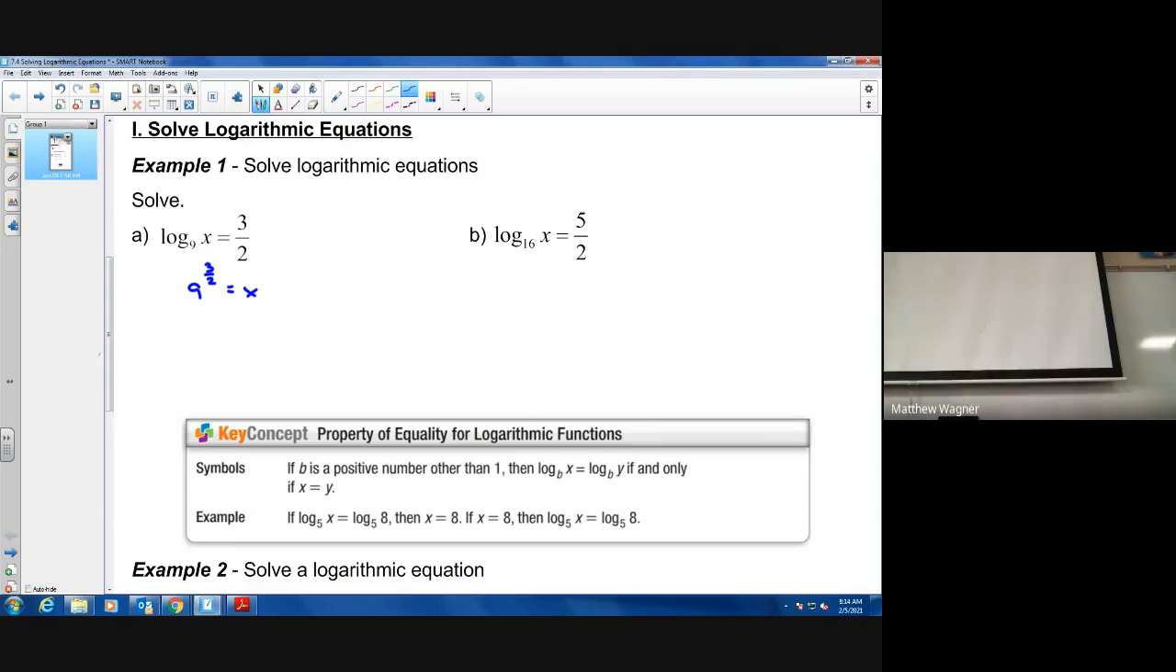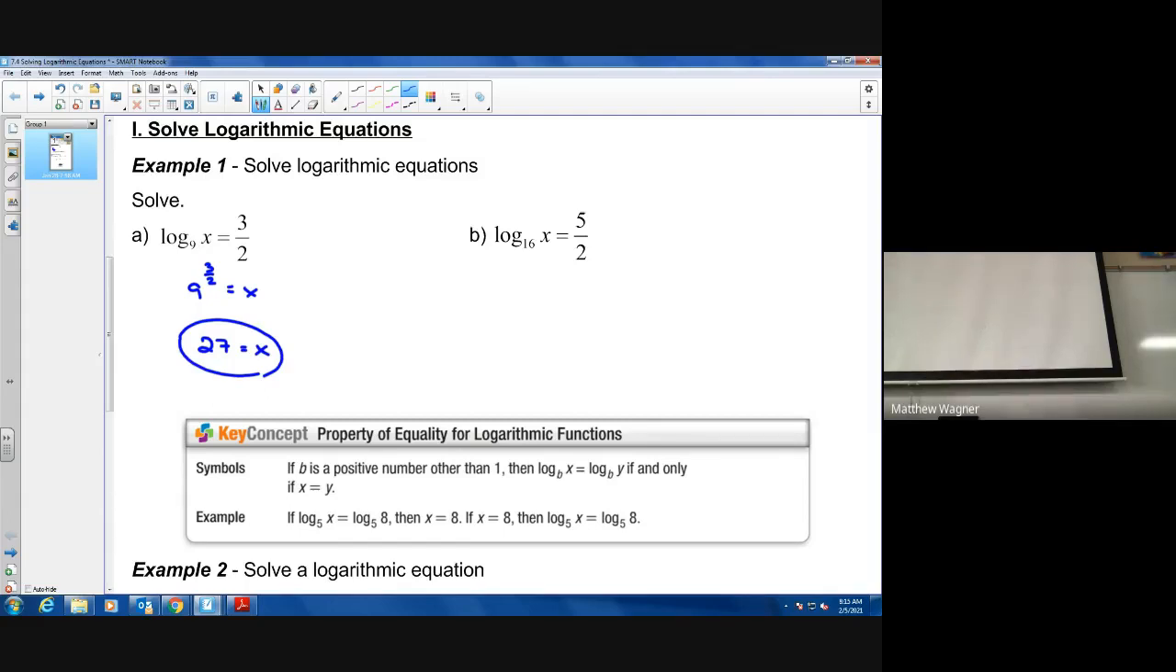Oh my gosh, the problem's like done for us. All we have to do is figure out the square root of 9, which is 3. 3 to the third power is 27. And we have just successfully solved that logarithmic equation by using our understanding of how logs can be written as exponents. Okay? 9 to the 3 halves is 27.